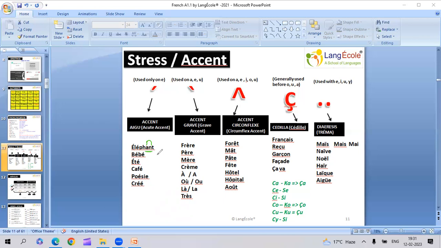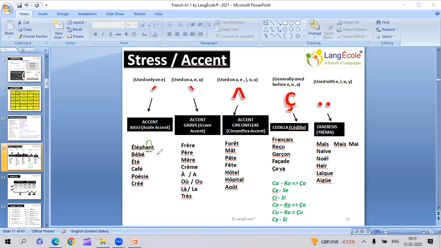Accent aigu? Where will you put accent aigu? On E. In French it is on E, right? How will it change the pronunciation of the alphabet? It changes to A. And what further differences are there between these and the words with accent aigu?